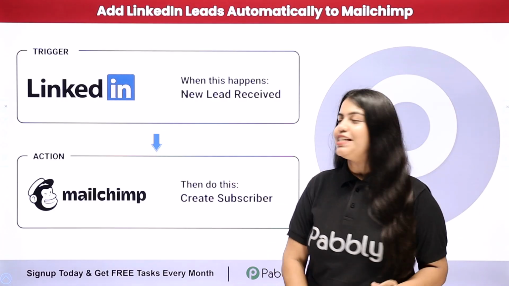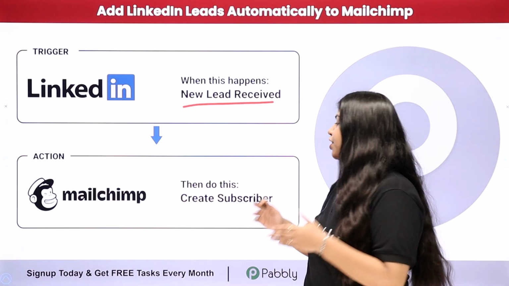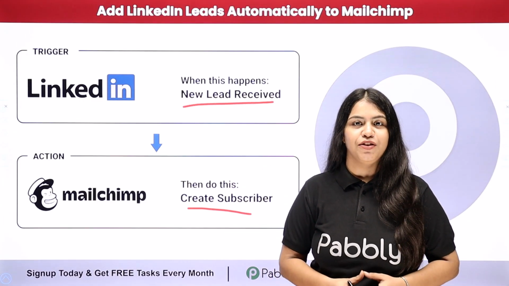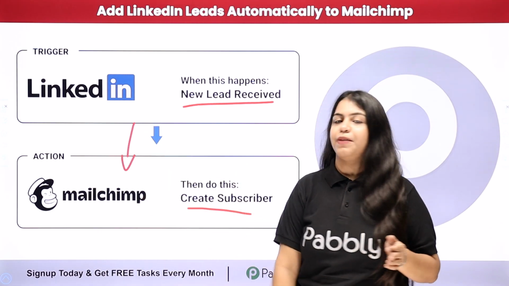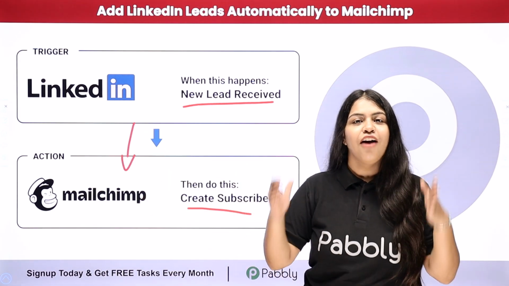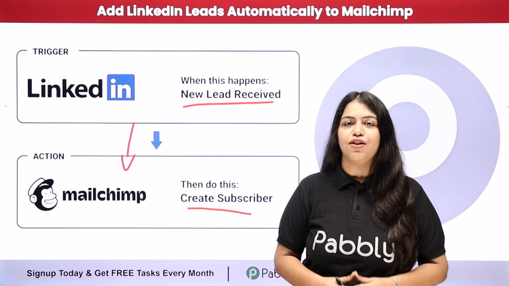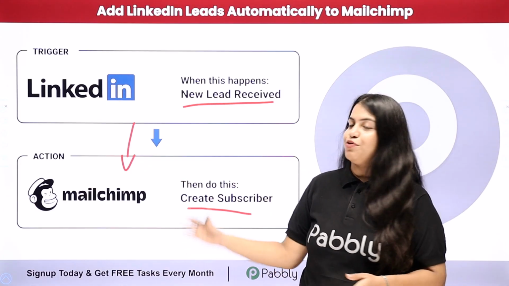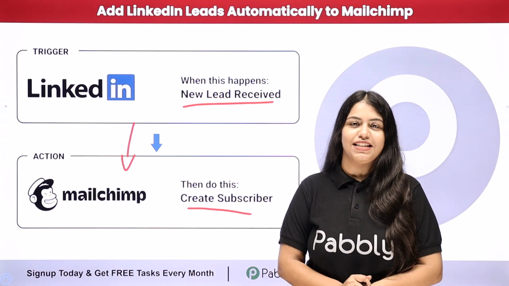And now what I want is that as soon as we receive a new lead from LinkedIn, I want to create a new subscriber in my Mailchimp account for further email automations. So to do this, we are going to create a connection between LinkedIn and Mailchimp, without knowing any programming or coding language, using an amazing automation software which is Pabbly Connect. So if you also want to create this amazing automation for your own business, then you have to come with me towards my screen.